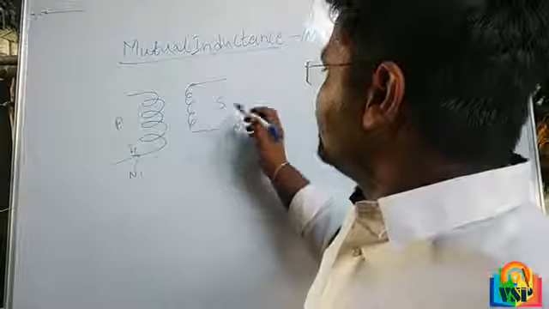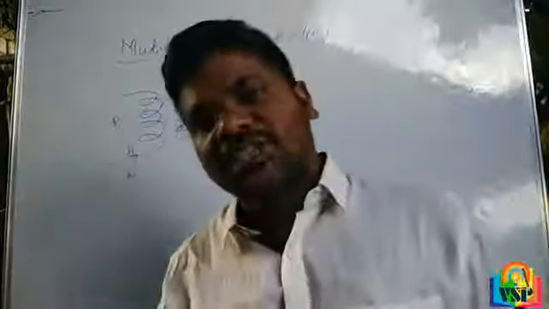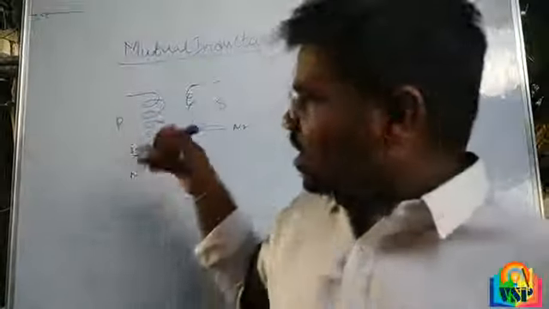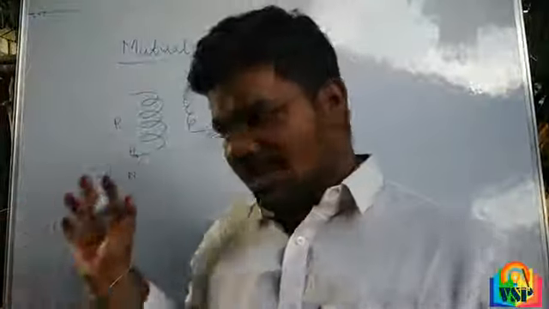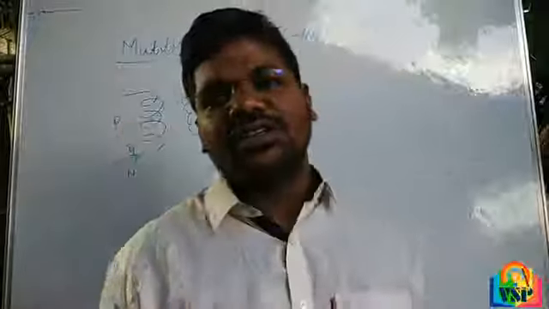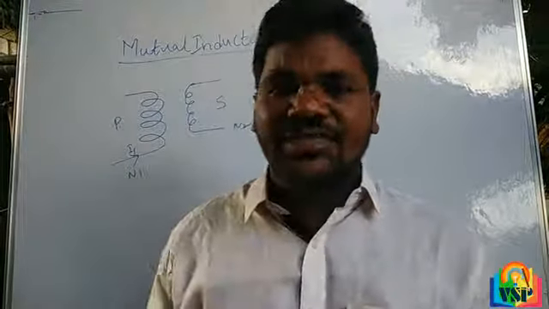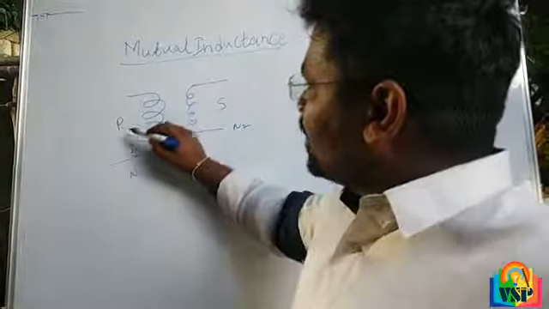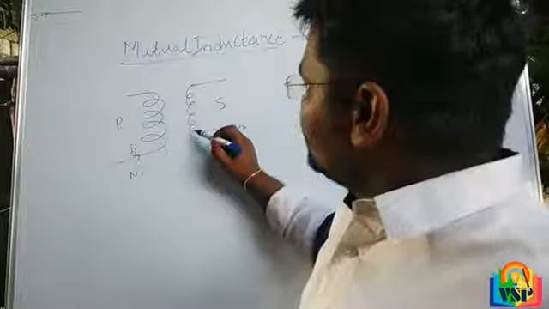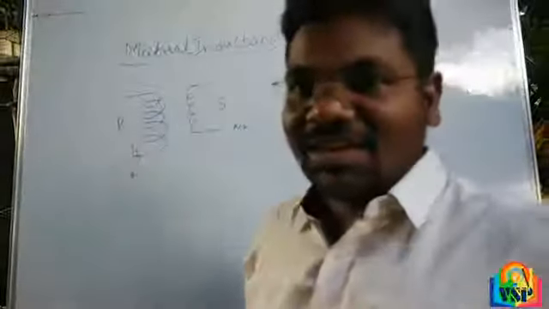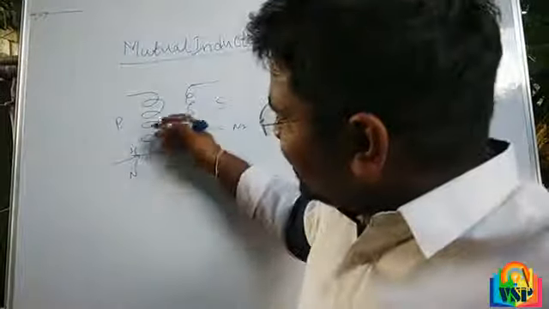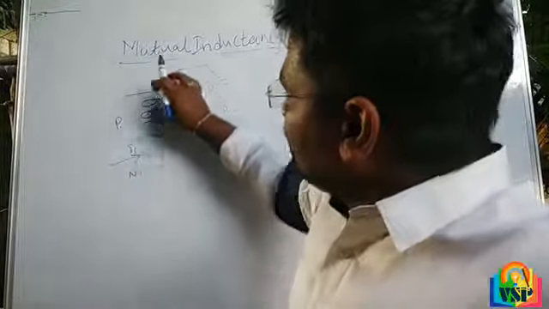Okay, understand? So this mutual inductance depends upon the size of the coils, number of turns, nature of the material used, and the distance between the two coils. Understand? If we send current through the primary coil, we can get the induced EMF in the secondary coil. So this we can say is mutual. So once we send current I1 through coil 1.